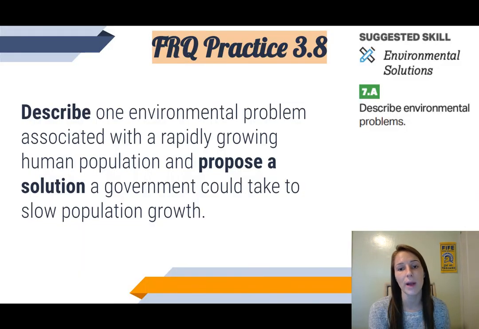So this is going to be your FRQ practice 3.8, where you're going to practice the skill of describing environmental problems. So I want you to describe one environmental problem associated with a rapidly growing human population and propose a solution that a government could take to slow population growth. And you might need to revisit 3.7 because we did talk about some of these strategies in 3.7, but here you're going to tie it to an environmental problem. So that's going to be your FRQ practice for 3.8, and those were your notes on section 3.8 about human population growth.